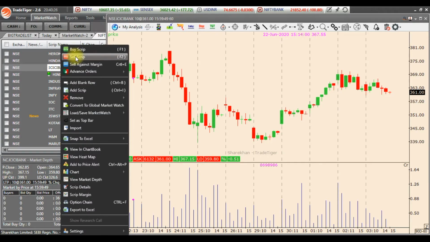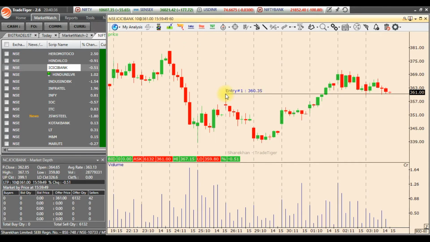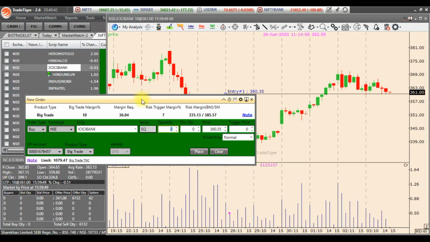The third option is you can also directly place orders from the chart window. You select the entry line and keep it wherever you want to buy or sell. Then double click the entry line and you can see the order window. If you want to buy or if you want to sell, just select the order type.